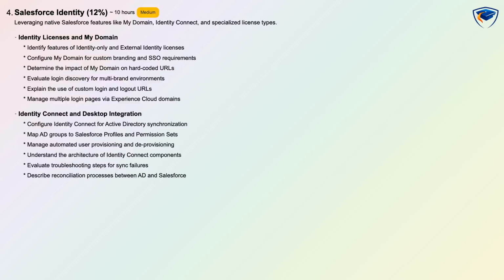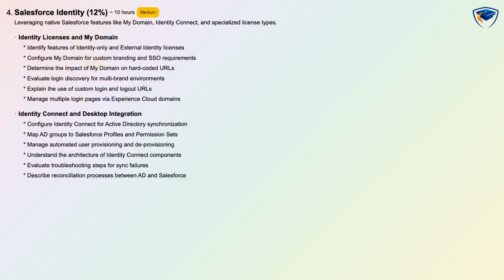Hands-on topics include configuring Identity Connect to sync Active Directory, mapping AD groups to profiles and permission sets, and troubleshooting synchronization and reconciliation. This domain is medium difficulty, combines hands-on and conceptual assessment, and the estimated learning time is 10 hours.